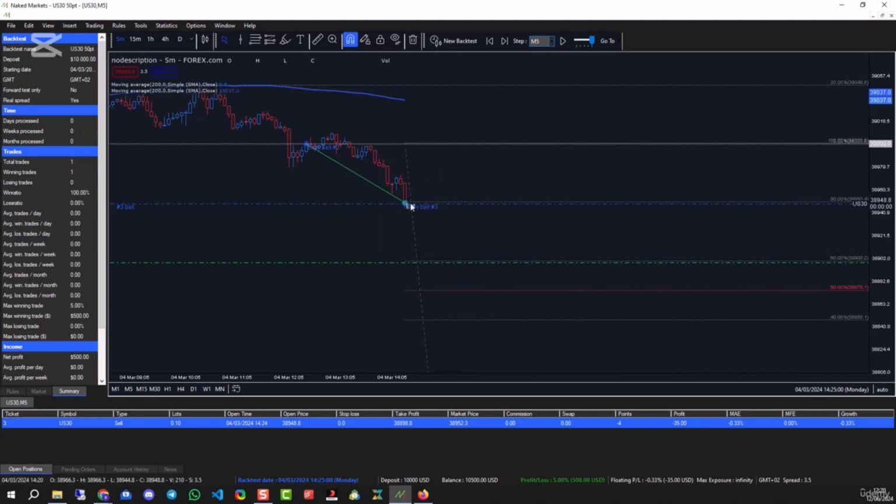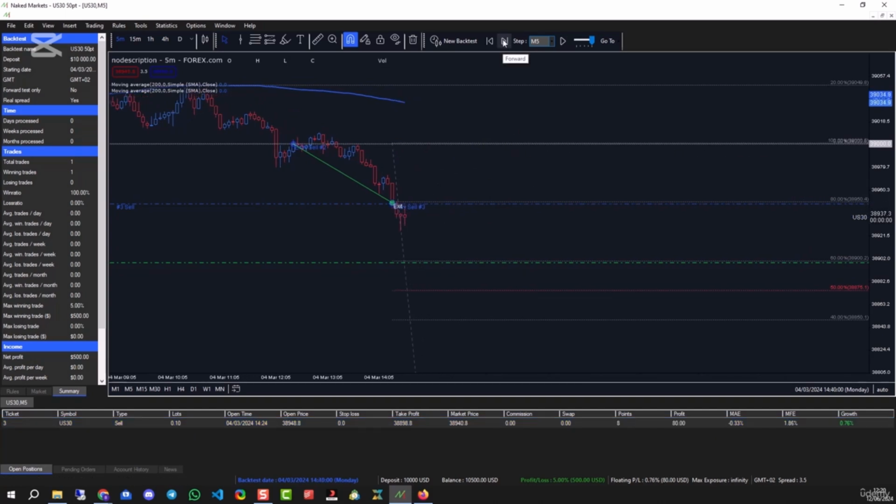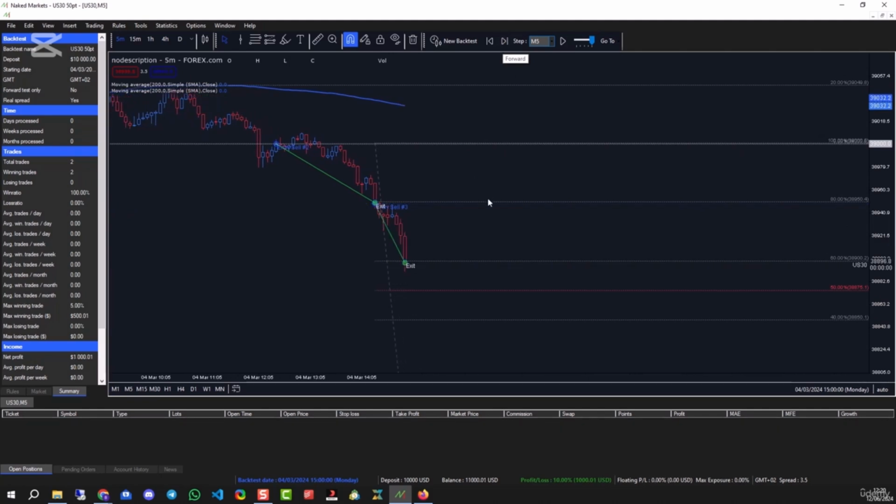What happens if I'm wrong? If price pushes up, I'm going to sell again from this level. Okay, it's a really strong level. It's the 39,000. So let's see what happens. I'm either going to be right or wrong. Bang, there we go, another winner. So it's looking good so far.